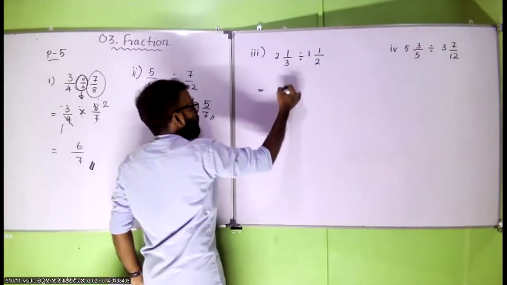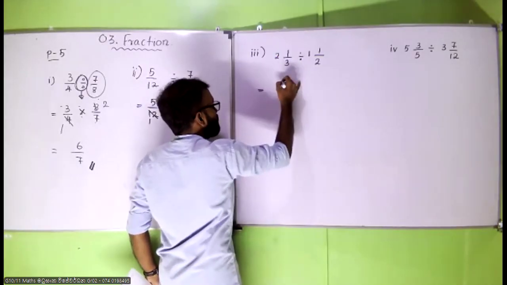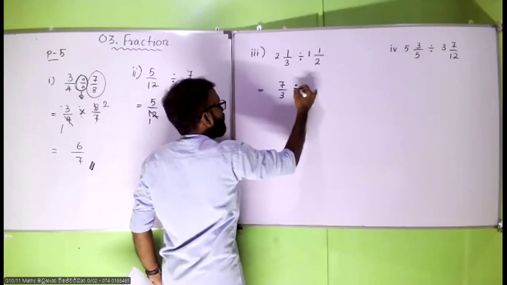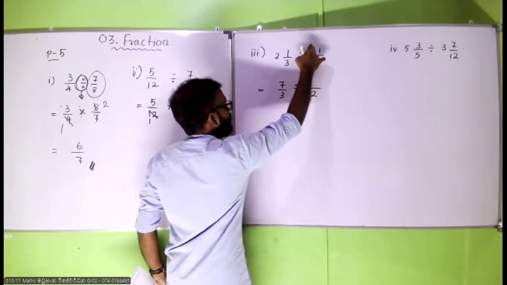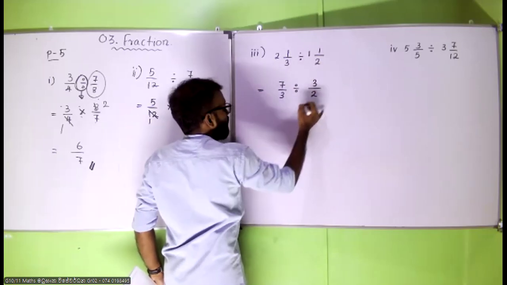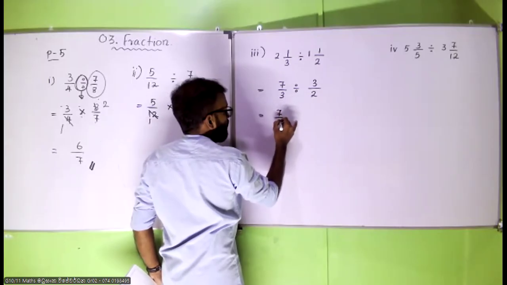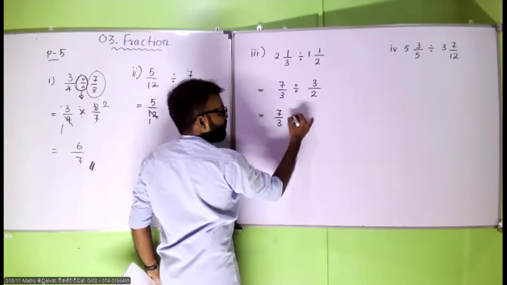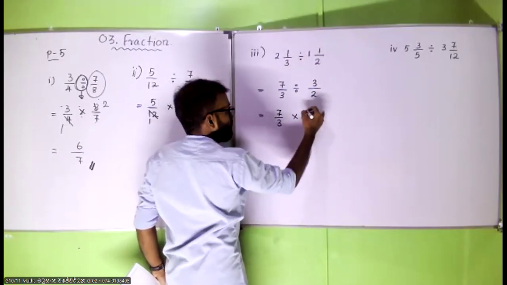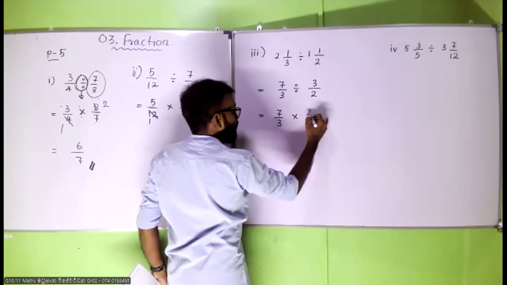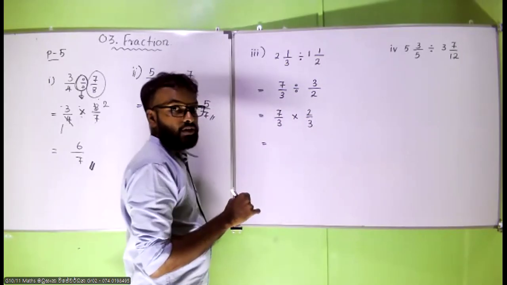Convert this mixed number into an improper fraction first. So 3 times 2, 6 plus 1, 7. Division mark. Here denominator is 2. 2 times 1, 2. 2 plus 1, 3. Then 7 upon 3. This is division mark. Convert it into multiplication. Change upside down. That is reciprocal. 2 upon 3. And you know how to multiply a fraction by a fraction.